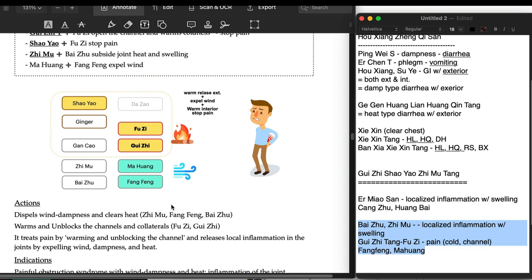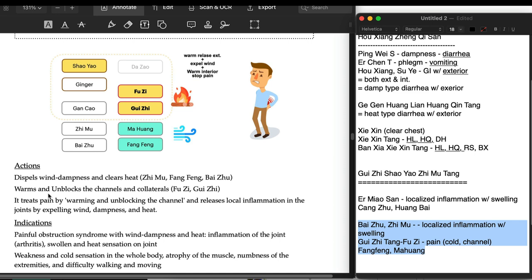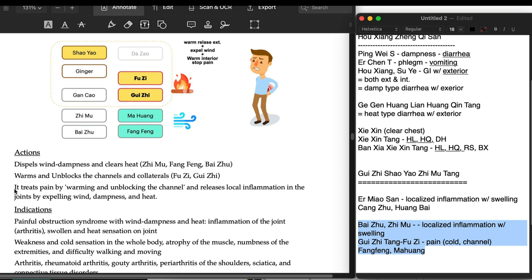And this is a Sanghanun formula. In Sanghanun there is only Chu, not Jiangju and Baijiu differentiation. So action: dispel wind, dampness and clear heat, and warm and unblock channel and collaterals with Fuji and Guji. So it stops pain. It treats pain by warming and unblocking the channel and releases local inflammation in the joints by expelling wind, dampness, and heat. Can you say this is an etiology treat?